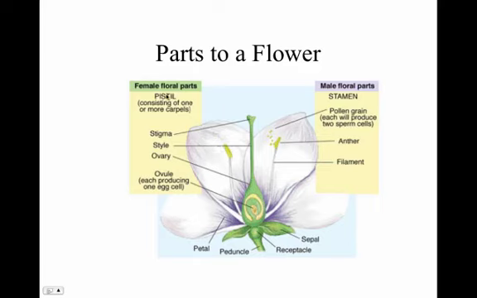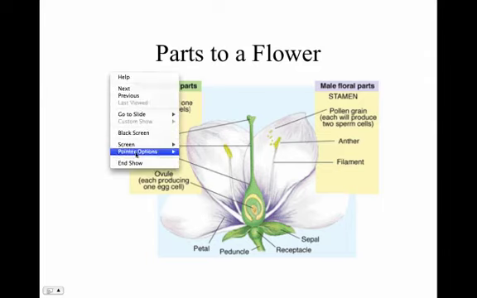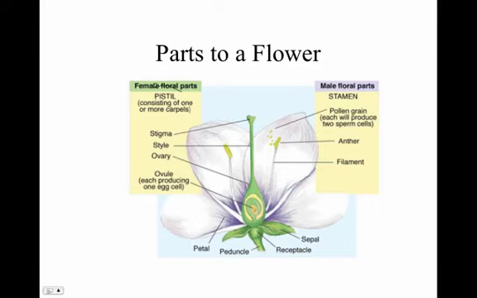There are female parts to the flower. Female parts of the flower are called the pistil. And the pistil consists of the top part, which is the stigma, and the long stalk in the middle, the style. Then the ovary, and inside the ovary, you have an ovule, which makes eggs.